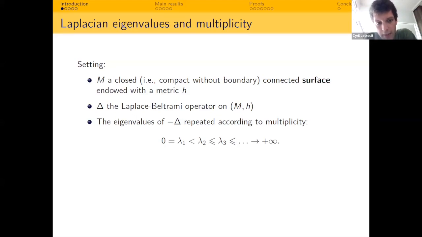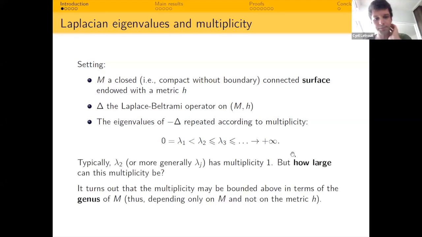Then, of course, you have the Laplace-Beltrami operator that is denoted by delta, and the eigenvalues of minus delta are repeated according to multiplicity and written as I've written here. So lambda 1, the convention I take is that lambda 1 is 0, then lambda 2 is strictly greater than 0 because the surface is connected, and then you have lambda 3 greater or equal to lambda 2, etc., tending to plus infinity.